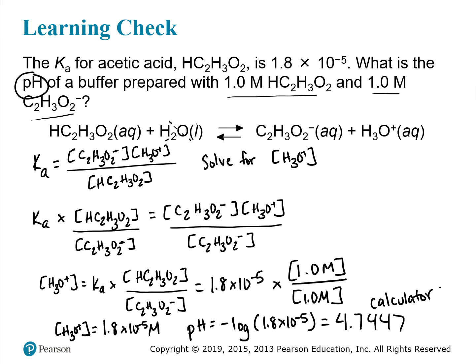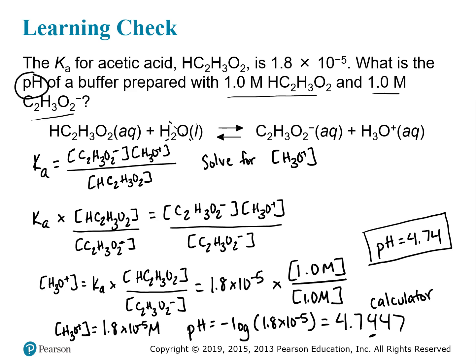We need to figure out how many significant figures we should use. Our concentrations have 2 significant figures. The Ka also has 2 significant figures. So that means our concentration of hydronium is still 2 significant figures. Now that we've got 2 sig figs, that means that we need to have 2 decimal places. So this 4 is the last retained digit. So our pH is 4.74.